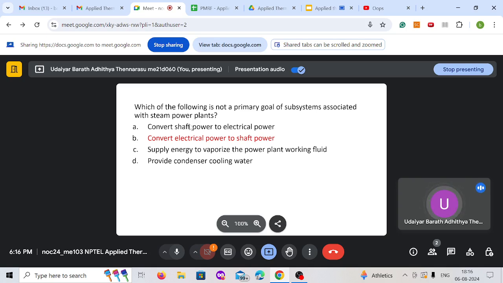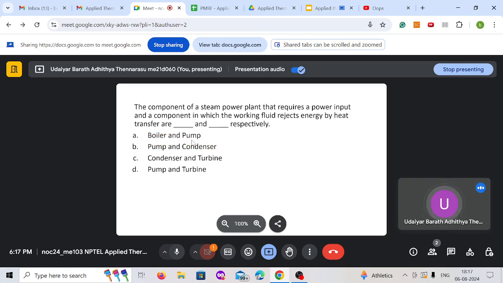So it's a Rankine power cycle, so you are getting work. You have shaft power and you can convert it to electrical power and send it to a grid. So it's not the other way around. Even though a small amount of power is used in pumping the fluid, which can be electrical, it can also be coupled to the turbine, or done from the work which you are generating. So this is not the major goal. So the answer is option B, convert electrical power to shaft power.